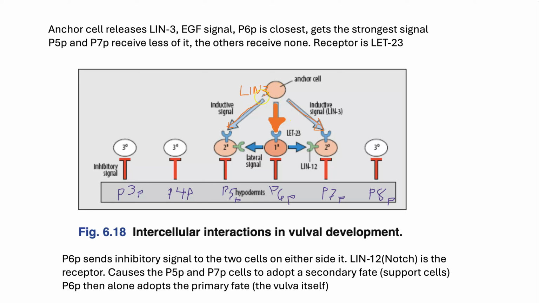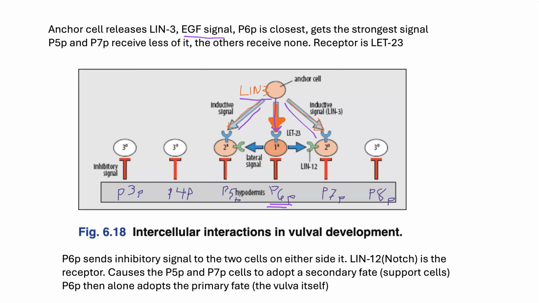So the anchor cell sends a signal, which is Lin3. It's epidermal growth factor. There's lots of different EGFs as well. This is one of them, and Lin3 is the name of the one that the anchor cell secretes, and it's a short-range diffusible signal. So the vast majority of it goes straight across to the P6.p cell, and then there's a lesser amount to the P5.p and the P7.p cell. Okay, so all of these cells have been told, you are going to form the vulva.